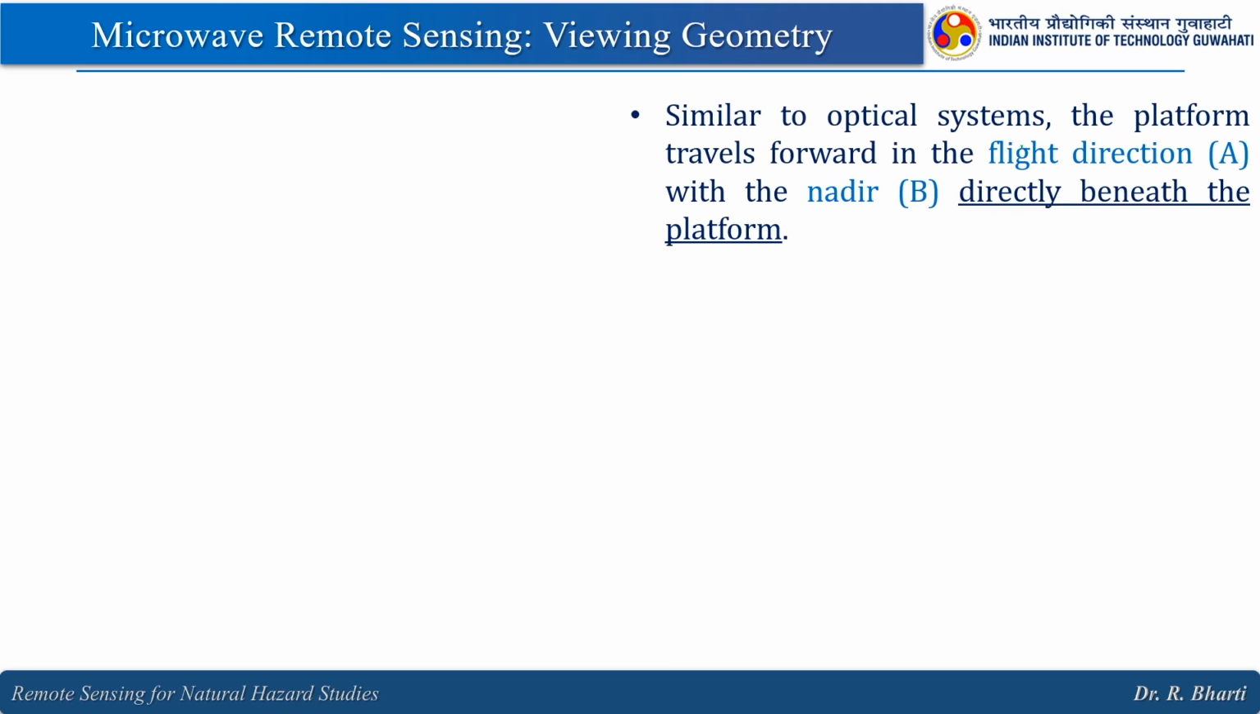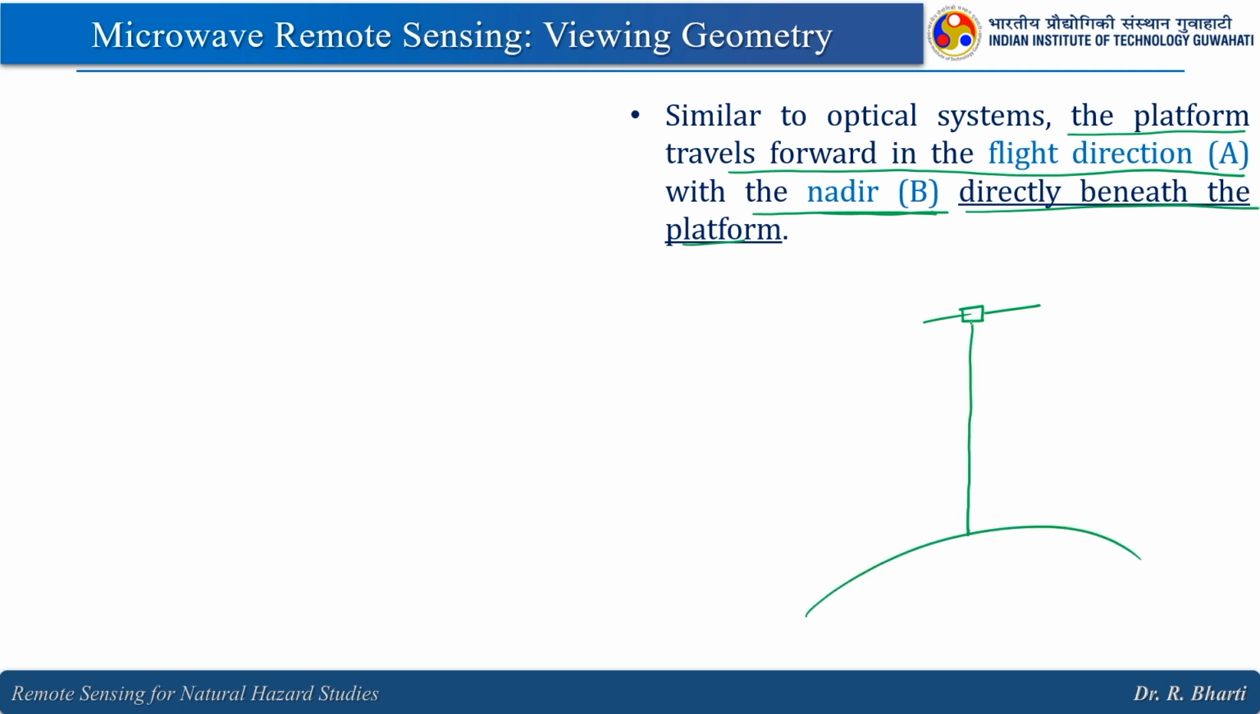So, similar to an optical system, the platform travels forward in the flight direction A with the nadir B, which is directly beneath the platform. Remember the nadir we have discussed. If you have a pendulum hanging vertically downward, it will touch the ground somewhere, right. It doesn't matter at what look angle your sensor is active, this will become your nadir. And here you have a center line, which is your slant range.